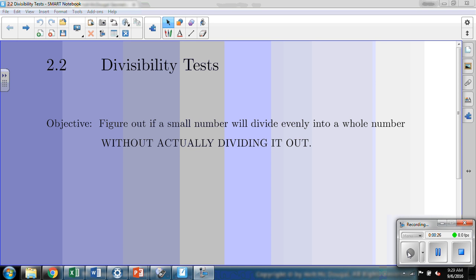When we do this, we do not want to actually do the division. Actually dividing is an entirely different skill. All we're trying to answer is, will it go in perfectly, yes or no? But we're not going to do long division to get that answer.